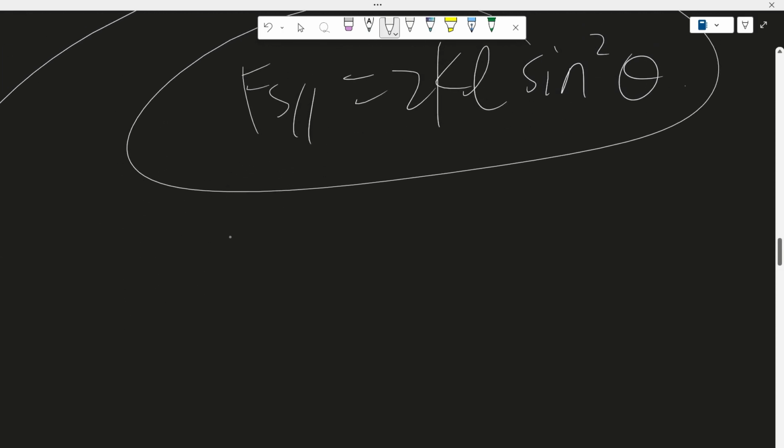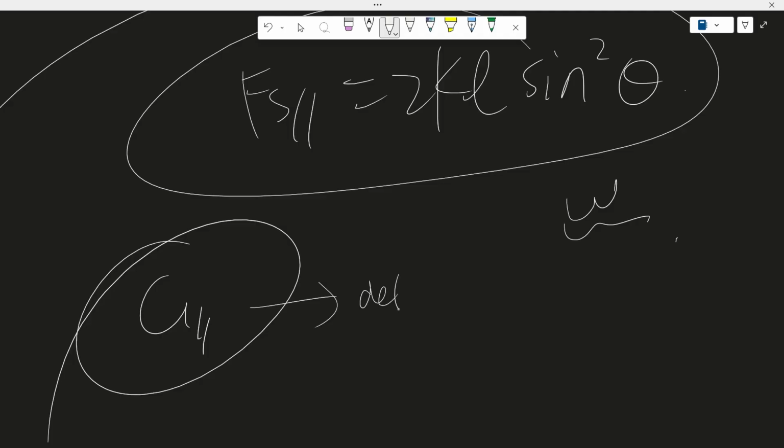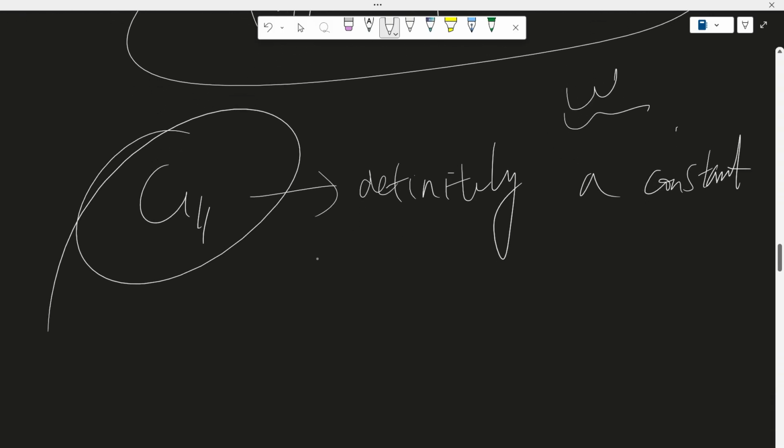And for gravity, we're trying to find the parallel component. Well, we don't really need to because we're only trying to find the angular frequency. For gravity, we know it's definitely a constant. And so what this does is basically shift the equilibrium position a bit downwards, but it doesn't really affect the oscillatory motion, or it doesn't really affect the frequency.